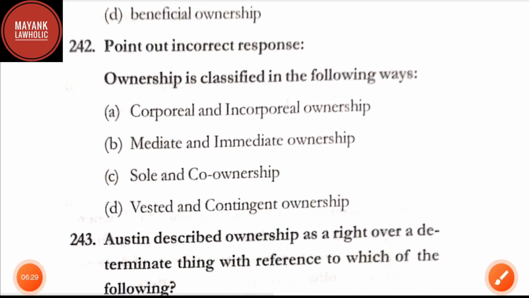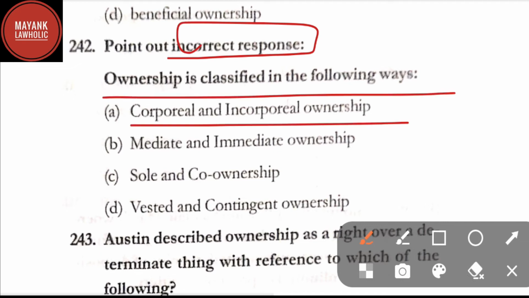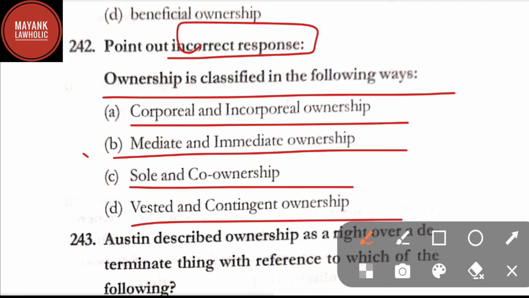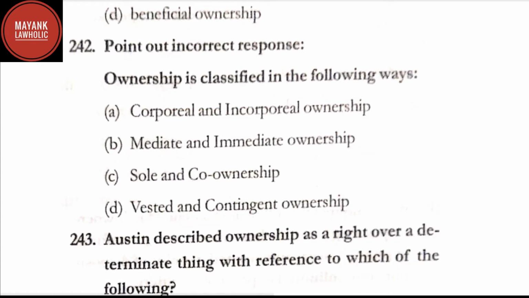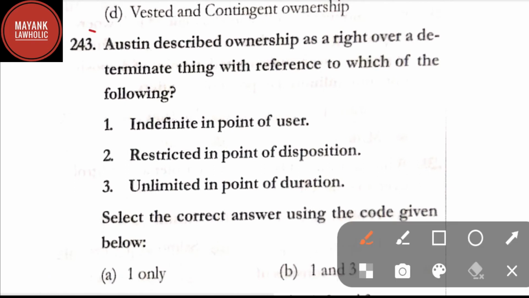Question number 242. Point out the incorrect response. Ownership is classified in the following ways: corporeal and incorporeal ownership, mediate and immediate ownership, sole and co-ownership, vested and contingent ownership. The correct answer here is option B, that is mediate and immediate ownership is the incorrect response. That's why it is the correct answer, because in the question it has been asked which of the following is the incorrect response. Now let us proceed to question number 243.